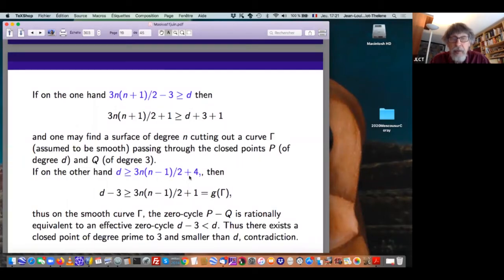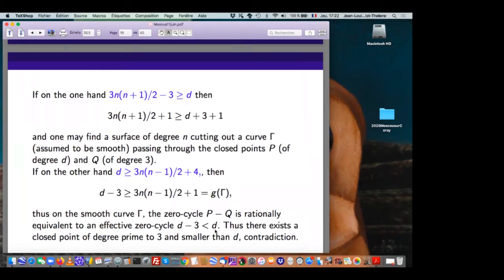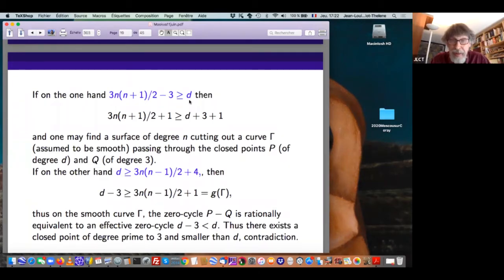If, on the other hand, d is at least 3n times n minus 1 over 2 plus 4, then if you take d minus 3, you find that it is at least equal to the genus of gamma. So if this is fulfilled, you find that the 0 cycle P minus Q on that curve is rationally equivalent to an effective 0 cycle of degree d minus 3, strictly smaller than d. And that's prime to 3, so we have a contradiction. So if these two inequalities are fulfilled, we manage to prove that our assumption was absurd. That is, we could have gone down on the degree from the very beginning.